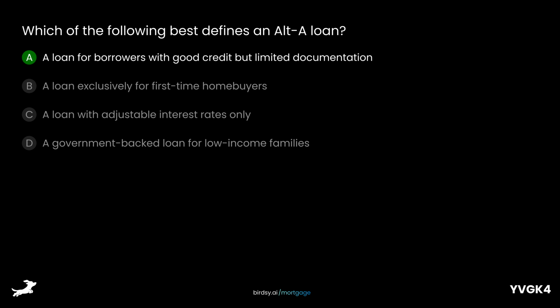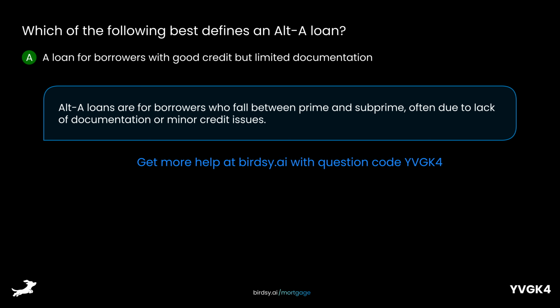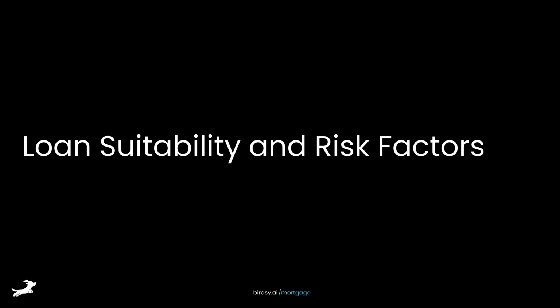The answer is A, a loan for borrowers with good credit but limited documentation. Alt-A loans are for borrowers who fall between prime and subprime, often due to lack of documentation or minor credit issues. Loan suitability and risk factors.